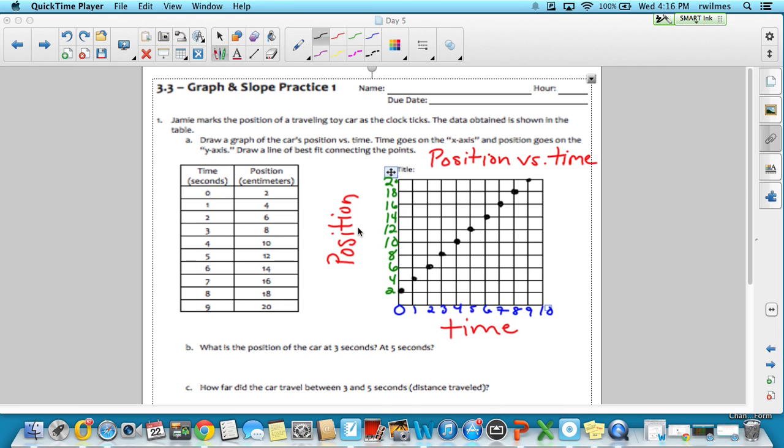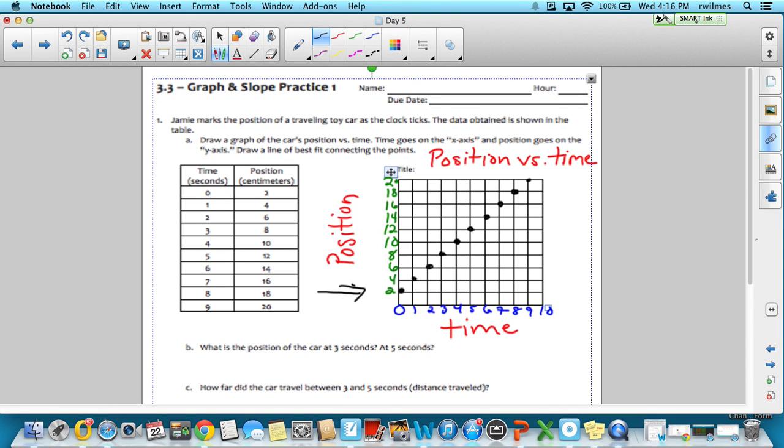You should have had one that looked exactly like mine. And I want you to note, check out how it starts right here at position 2 centimeters. I should have labeled that. We have centimeters going up, and we have seconds here. It starts at 2 centimeters. So I'm going to draw my line as best fit, going through all those. And what do you notice about that line?